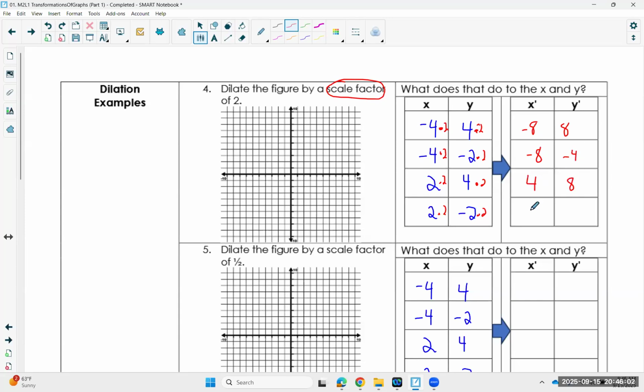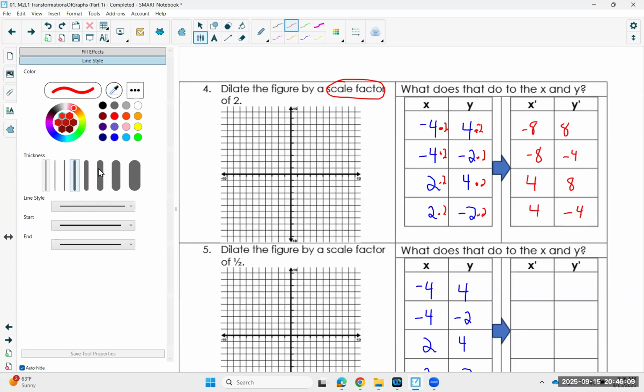All I'm doing is multiplying them all by 2. And if I graph these dots, you'll see that same square shape, but it'll be twice as large in all directions.